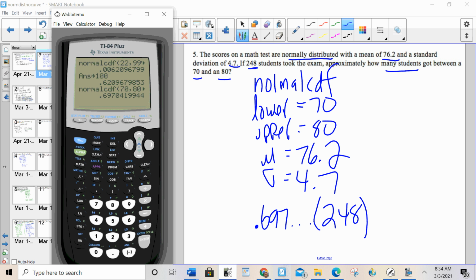It's not asking for a percent. It's not just asking for a probability. It's asking for a quantity, the number of data points, the number of students. So I'm multiplying by the total number of students times 248. Approximately how many students is that? That's kind of implying it wants it to the nearest whole number, which is 173.